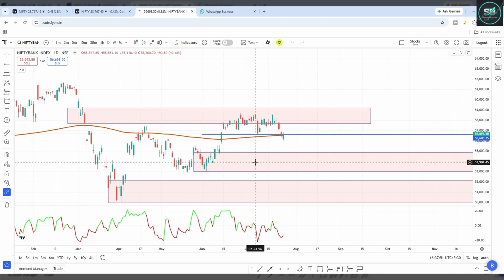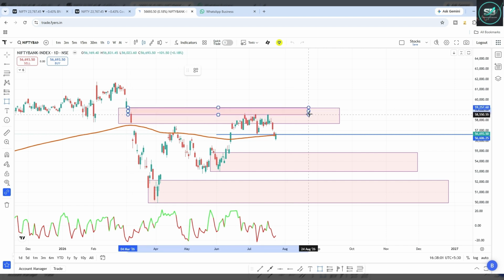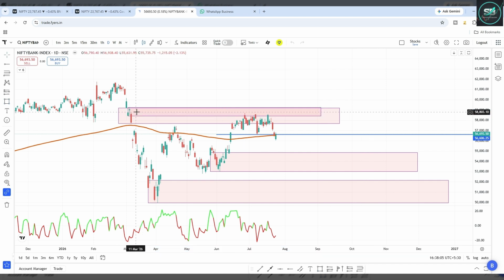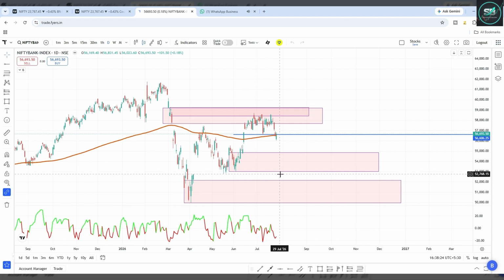Coming back to daily time frame, we have a supply zone on daily time frame, which is the 5th March candle. So this is also a supply zone in Bank Nifty. This 5th March candle is a supply zone in Bank Nifty. This also has been tested 3 times now. Again now when price comes back and tests this zone, this is not going to act as a supply zone. Today the market closed slightly above the 200 EMA on daily time frame in Bank Nifty.